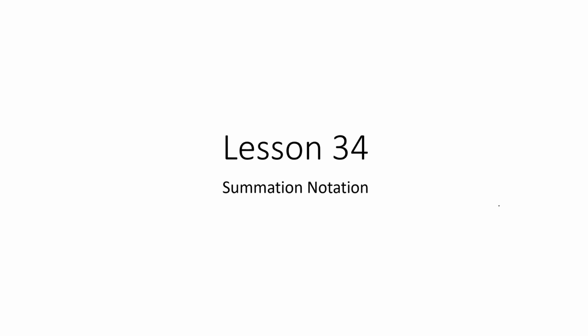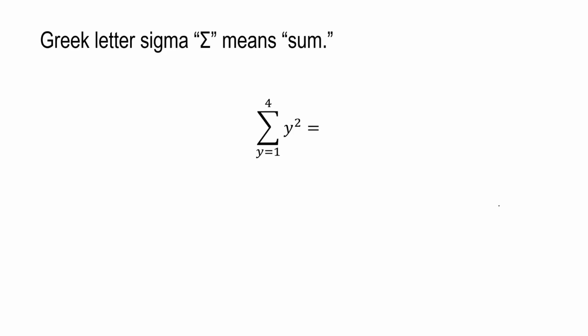Summation notation. This is going to be quick and easy because there's not much to summation notation. It's a nice little notation and you can learn it quickly. So this thing that kind of looks like an E is the Greek letter sigma, and it means, in math, sum. So this is a notation, and you just learn what it means, and then you can use it.